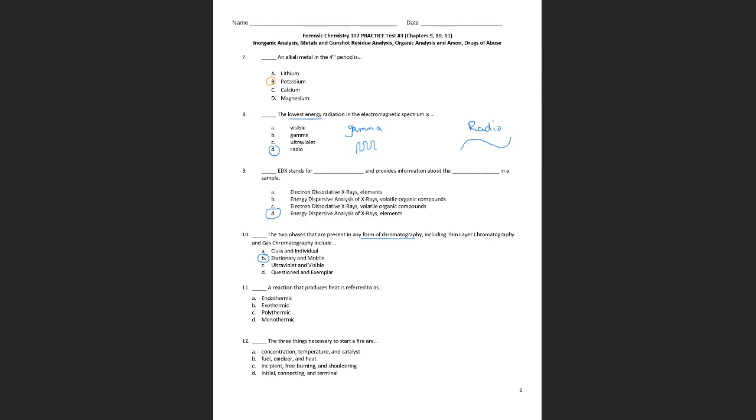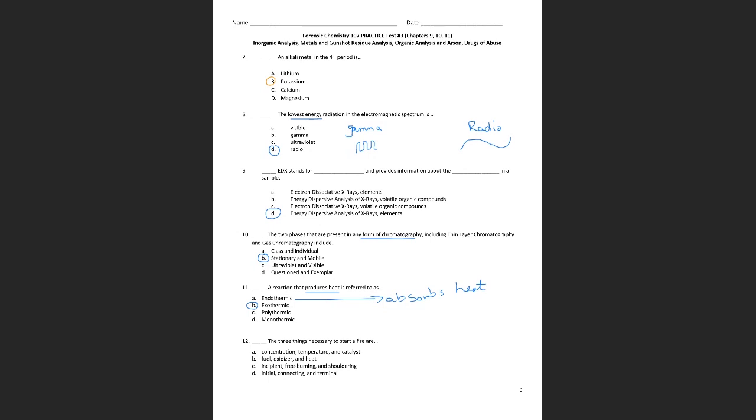A reaction that produces heat, if it produces heat, it's exothermic. If it absorbs heat, it's endothermic. And the others are just words that I made up. I actually really enjoy coming up with multiple choice questions.